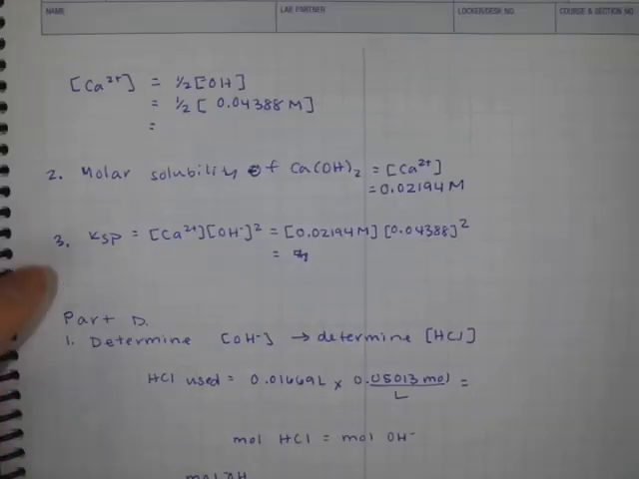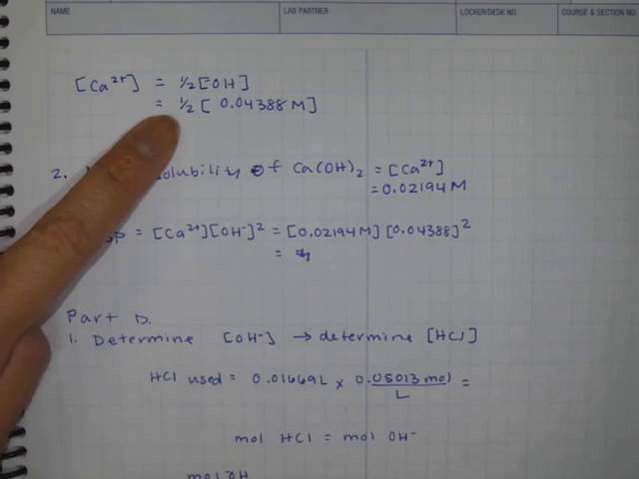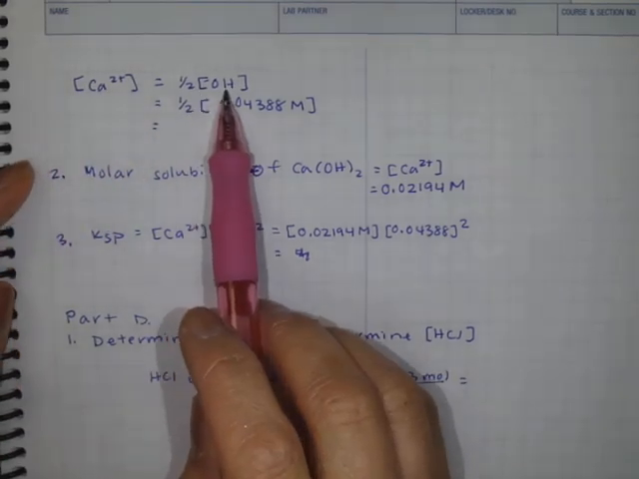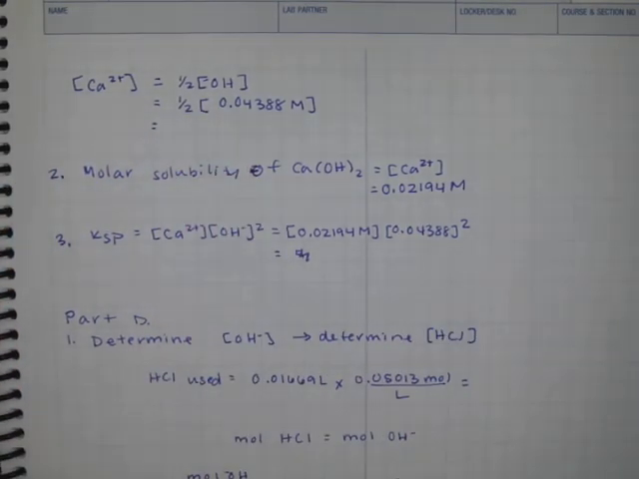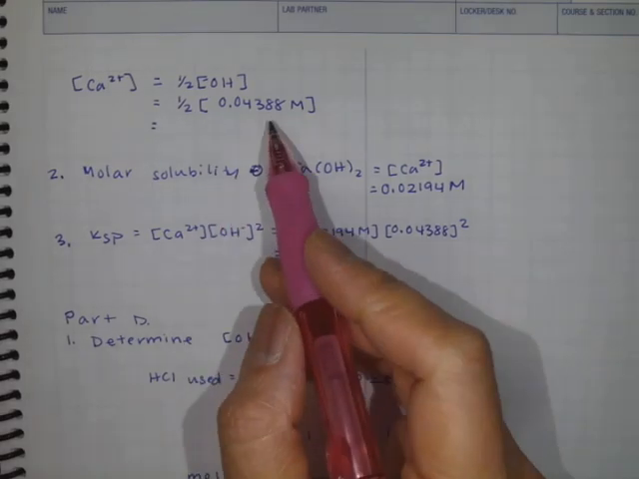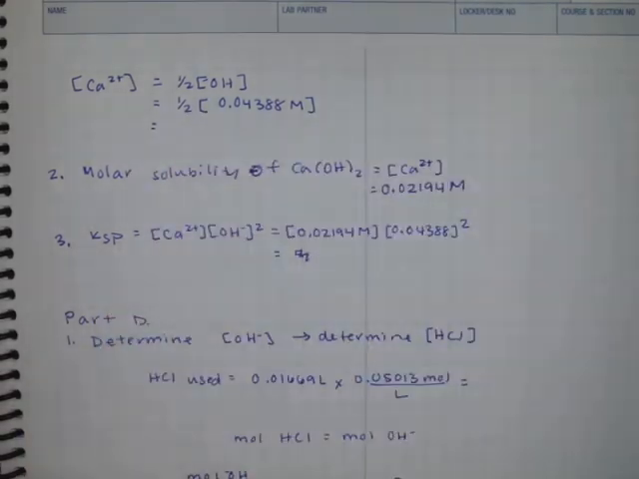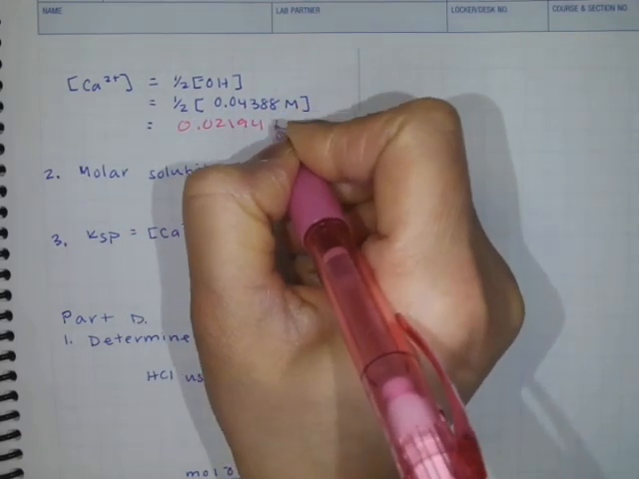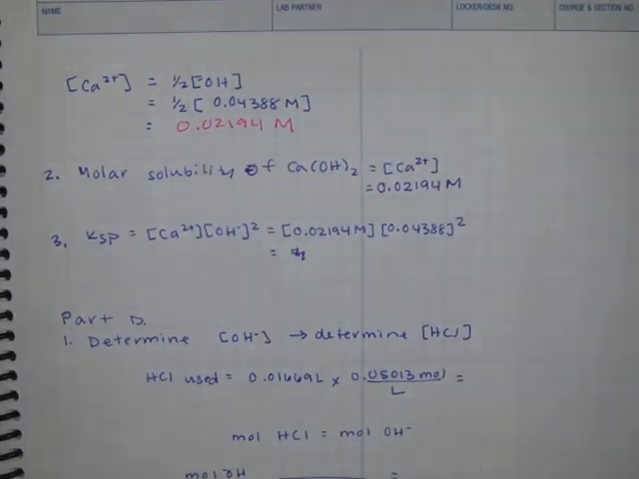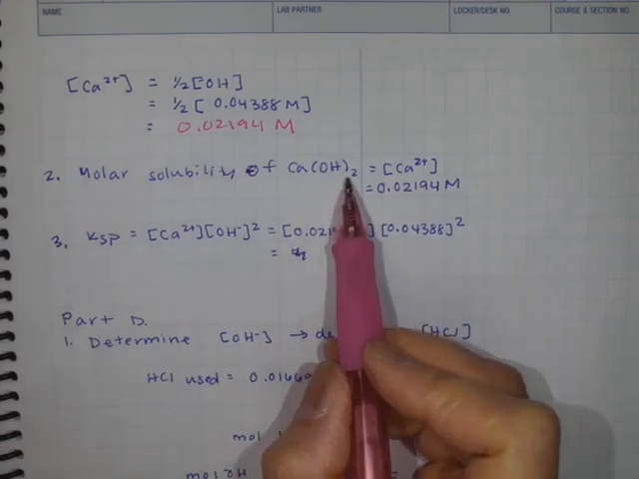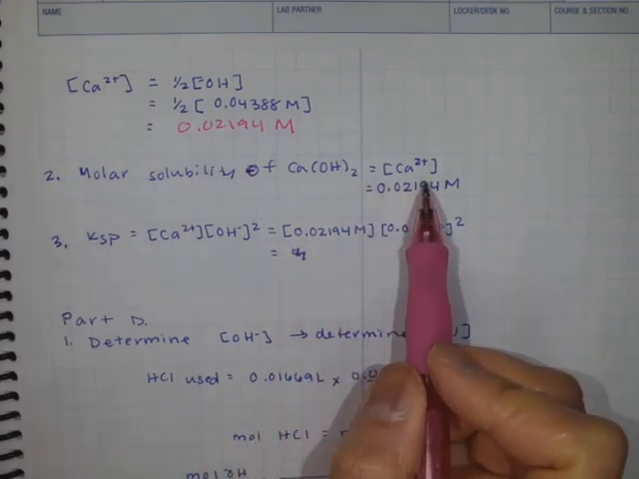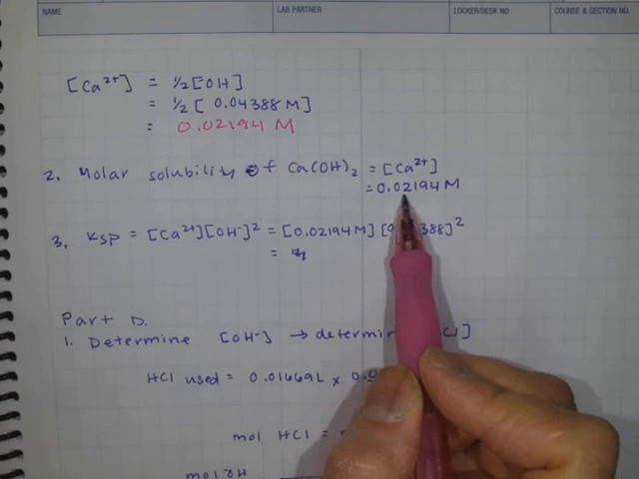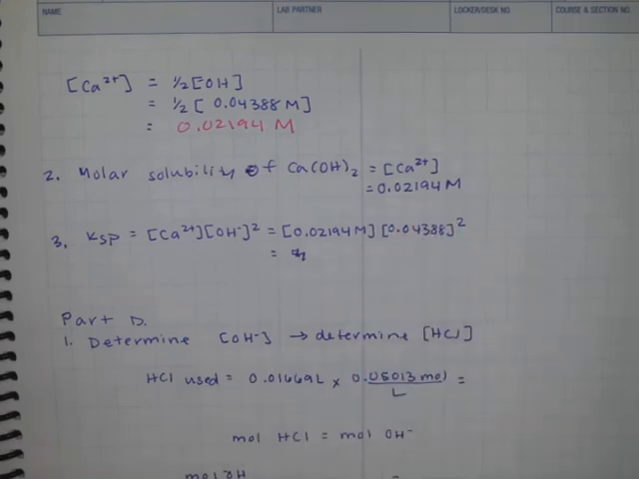To determine the calcium 2+ concentration, that same thing is 1/2 of OH minus. So 1/2 of OH minus is 1/2 of the 0.04388 we just calculated. So for calcium, that should be 0.02194 molar. And then to get to the molar solubility of calcium hydroxide, that is the concentration of calcium in the ions. So that's 0.02194.